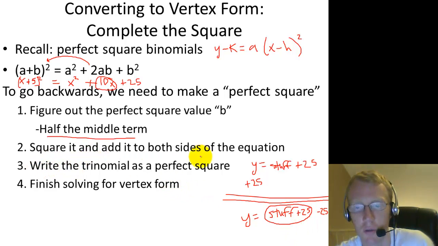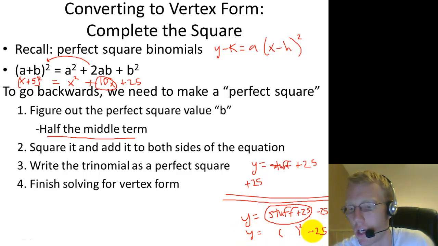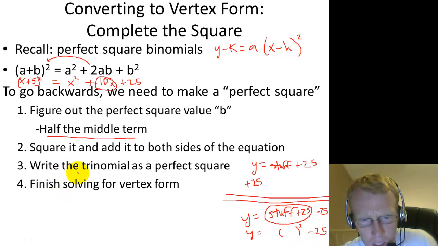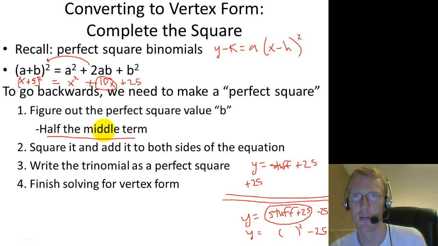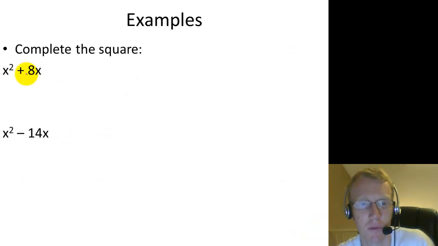But once you have your perfect square part, you can write this as something squared, and then you'll have this leftover term that's just hanging out. But you can see this is starting to look a lot like vertex form. So again, half the middle number squared is the amount that you add to both sides. Then write your perfect square part as a binomial squared, and finally finish solving for x. So here's a couple of examples.